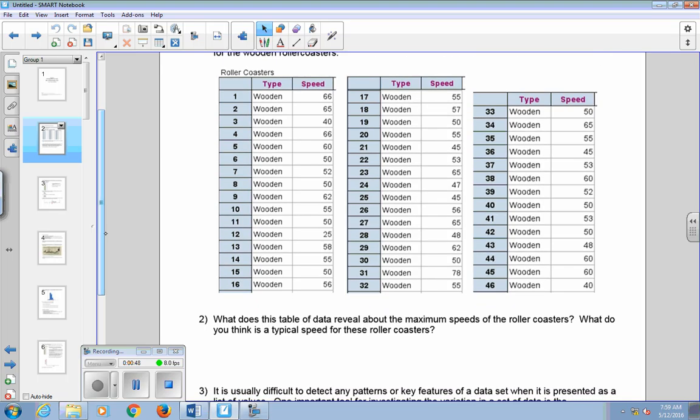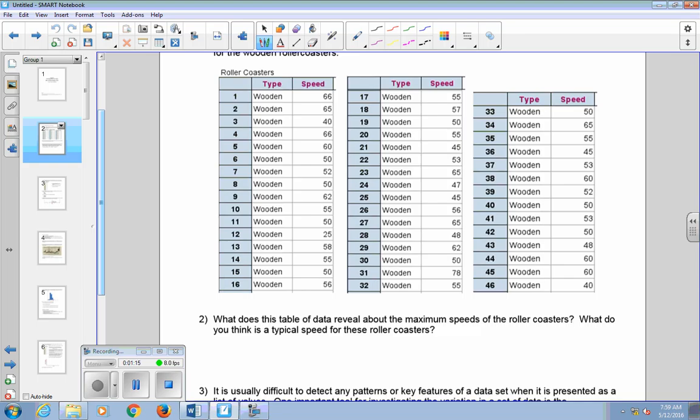So taking a closer look at this table of data, I want to see what it reveals about the maximum speeds of the roller coasters. And so what does this table of data reveal about the maximum speeds of the roller coasters? And what do you think is a typical speed for these roller coasters? So at first glance, it's kind of hard to answer this. It's somewhat subjective. If you're thinking about typical speed, that's going to be something in the middle. So some of you may answer that it's somewhere around 50.